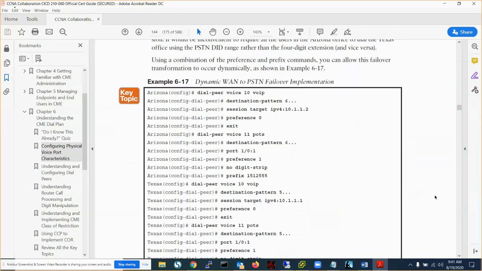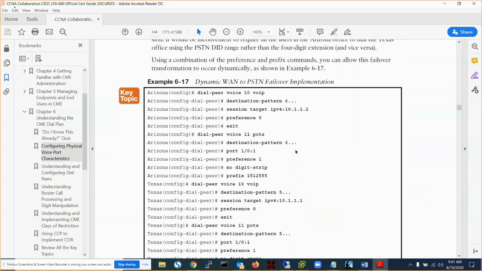What I was saying yesterday also, about what you wrote on that VoIP dial peer: it doesn't do automatic stripping. This command here tells it no digit strip. If you don't put in that command and somebody presses 6000, it will only send the 000. It will strip the 6. That's why you must put in the no digit strip if you don't want it to strip anything.